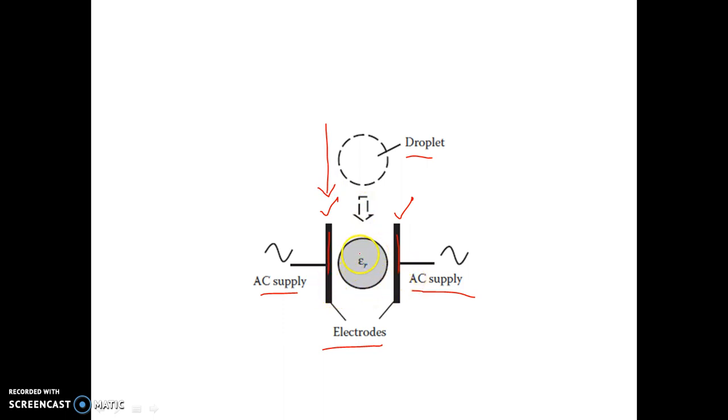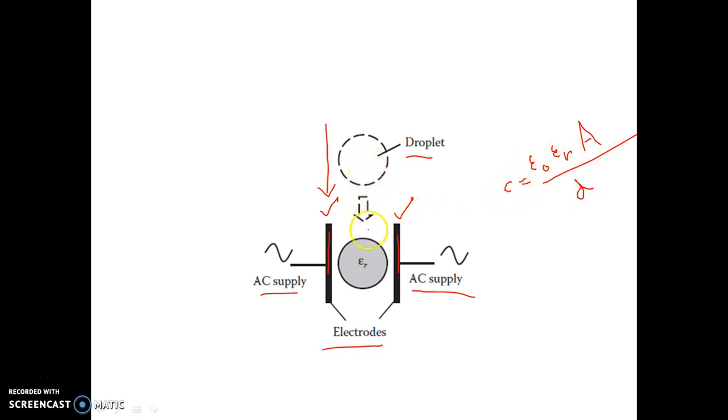Initially, when the droplet was not there, suppose air was there, then the capacitance value was a fixed value. But when the droplet entered between the two electrodes, the relative permittivity of the space between the two electrodes changed, and the capacitance value changes if the relative permittivity of the space between the two parallel plates changes, because we know C is equal to epsilon naught epsilon R A by D. So obviously if epsilon R changes, the capacitance value will change.